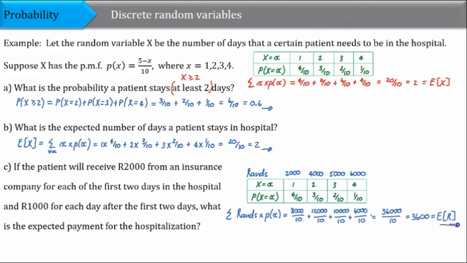Right, so the calculation is exactly the same as the calculation for part B. The only difference is now we're not using the days, we're using the amounts that take the place of the days, because we're interested in the expected amount and not the expected time like we were in question B. Right, that's the end of example 2.